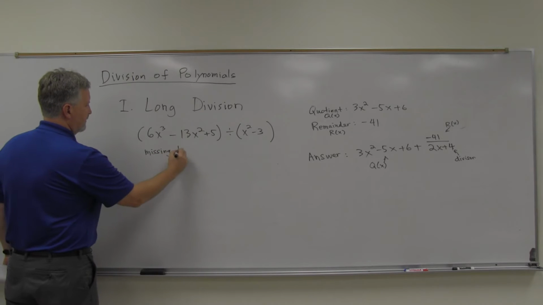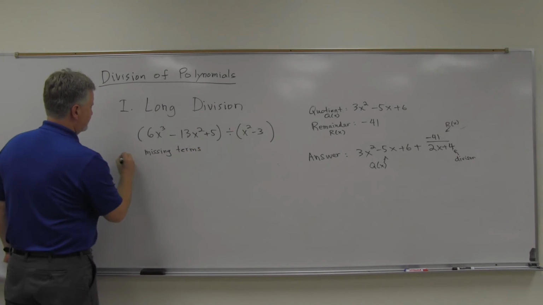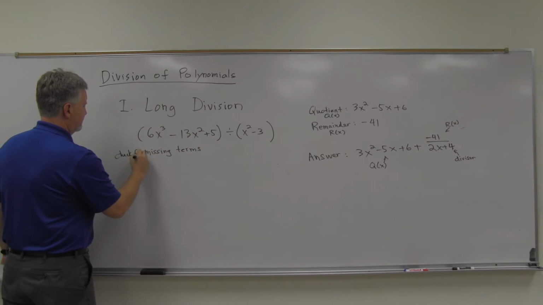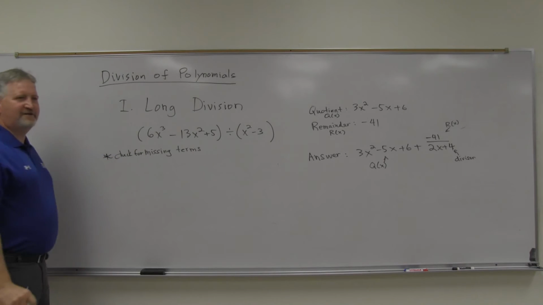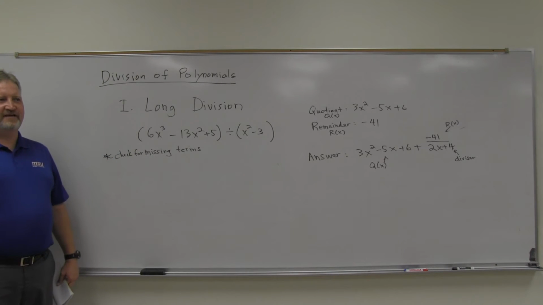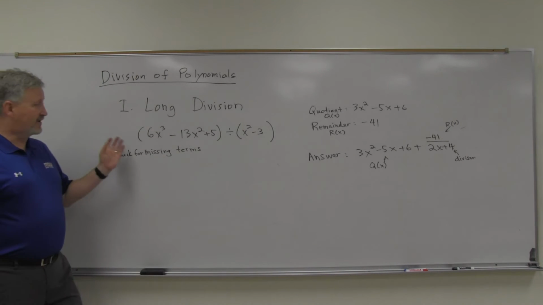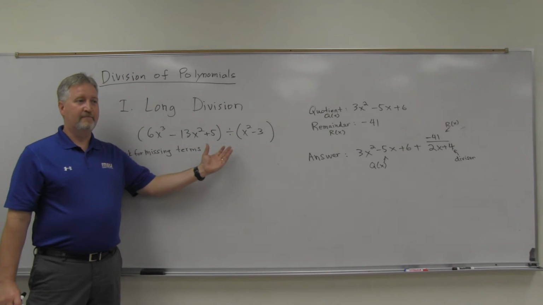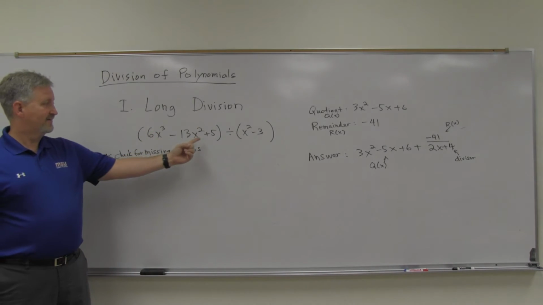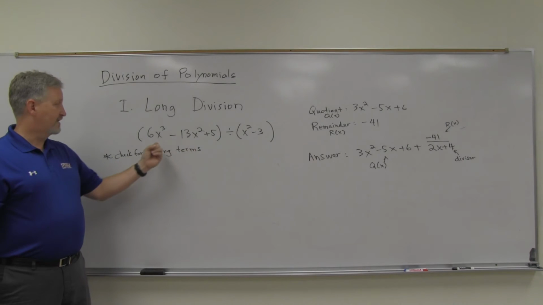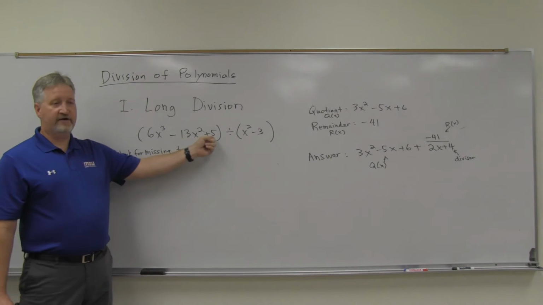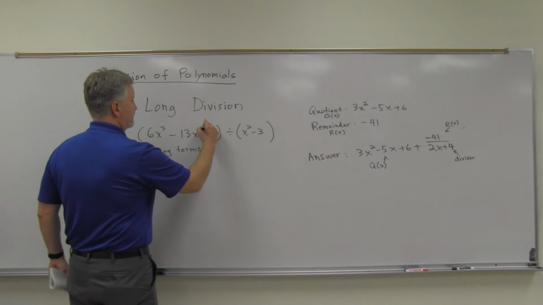First thing I would tell you is always check for missing terms, because that can mess up your alignment and various other things. By missing terms, I mean you've got descending powers, but what's missing here? An x. There's no x term. I've got x cubed, I've got x squared, and then I've got a constant, so I'm missing the x term.